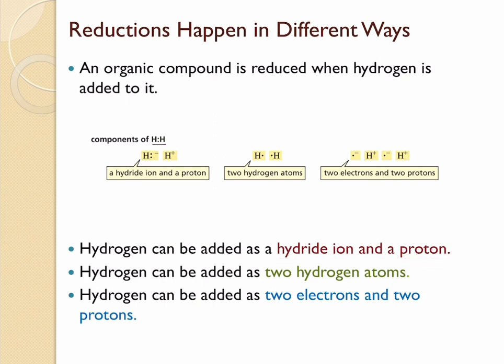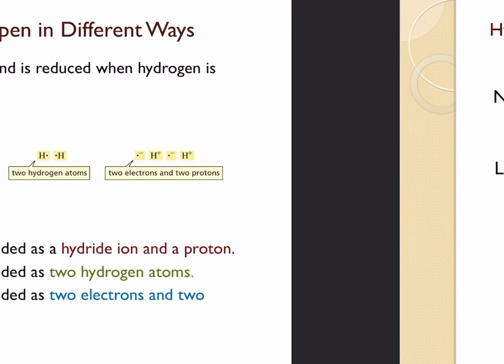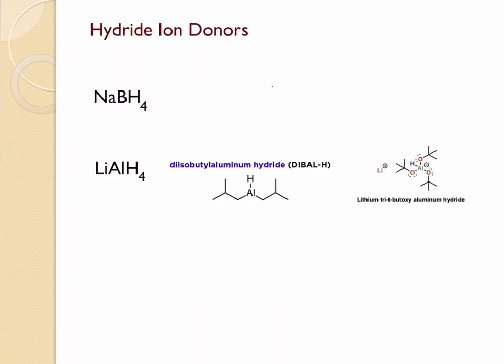When you say hydride ion, it's going to have two electrons on it. Say, for example, when both of these electrons are going towards one hydrogen, then the remaining hydrogen is going to have a positive charge on it. Or you can add them as two hydrogen atoms, where each hydrogen has its electron on it. Or you can add them as two electrons and two protons separately. In the case of carbonyl compounds, the hydrogens will be added in the form of hydride ion.